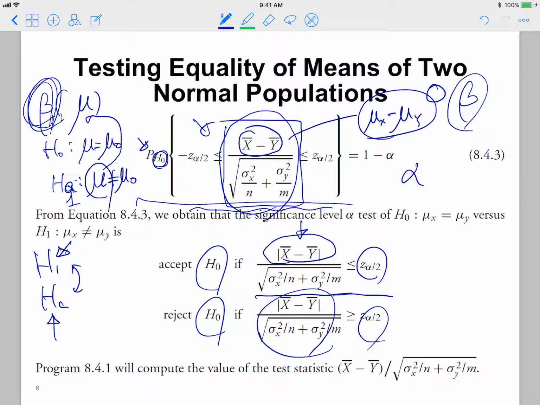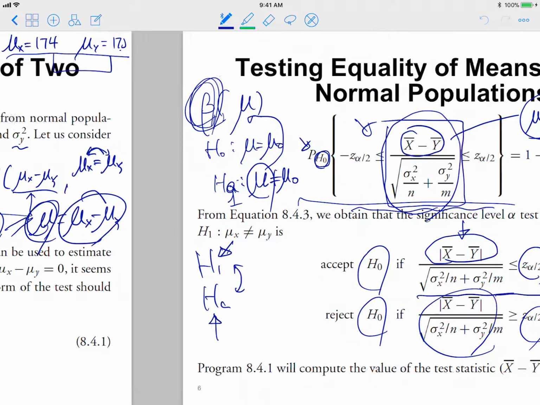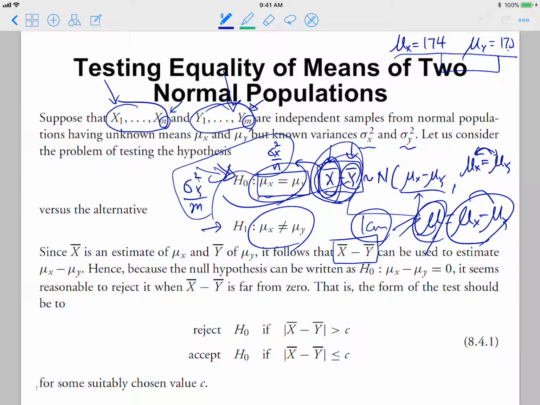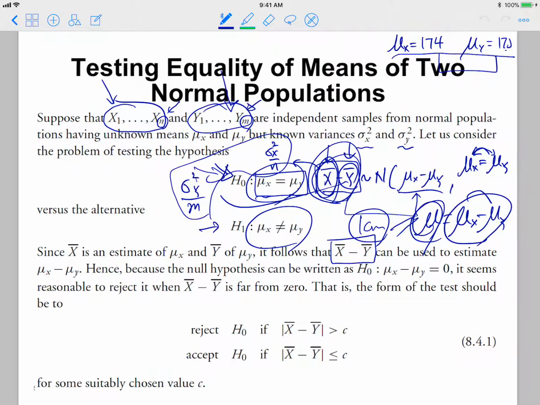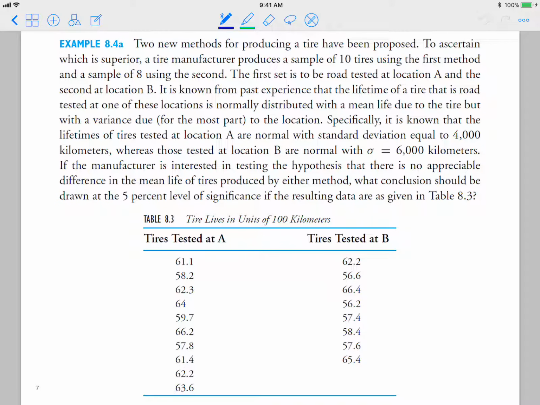Okay, so yeah, so that was testing whether the two means are equal from the two normal populations. Okay, and then let's look at this example.